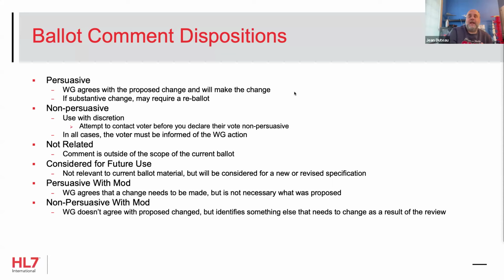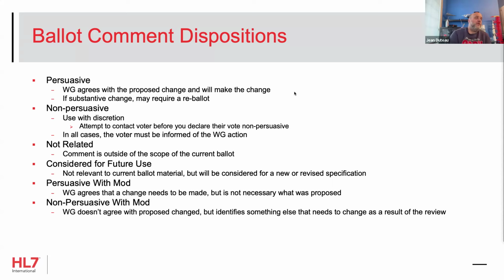Non-persuasive, you're saying, yeah, no, sorry, that we find that wrong. It was intended, or that's not something we're going to add ever, right? And again, this is where you're trying to achieve consensus. And so if you find something not persuasive, the voter might take offense to that, right? And so you've got to be careful. In all cases, the voter needs to be informed, and they may be okay with that. They may have just been a suggestion, or they may understand the rationale for it in the non-persuasive.